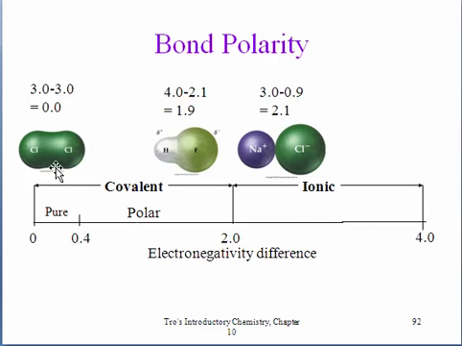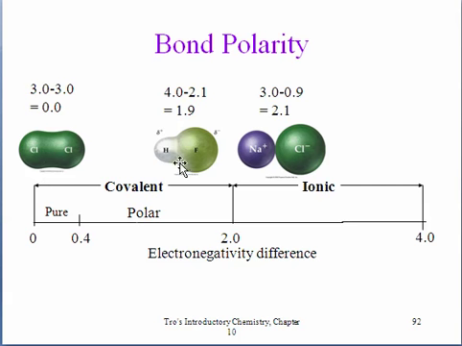Here we have the pure covalent or non-polar bond. This is going to occur anytime two atoms of the same element bond. Since they both have the same electronegativity, the difference between them is going to be 0, and these are going to attract the bonding electrons to the same extent and share the bonding electrons equally.